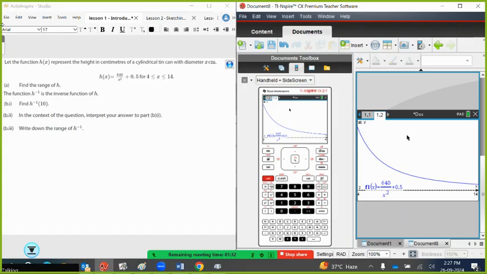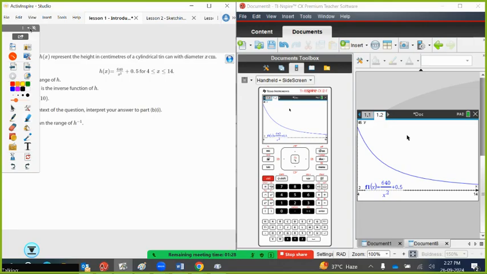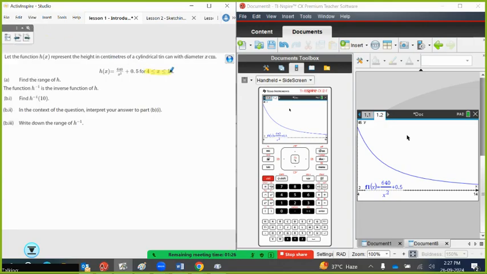Notice here, that's the domain, 4 to 14. So we've got the right looking graph. We need to find the range. How will we find the range? We can find it here on the graph by tracing.